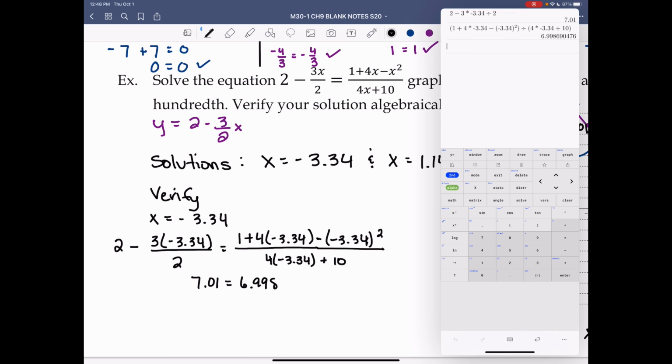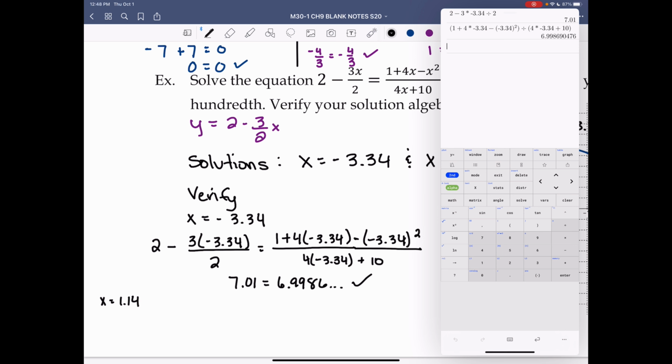Next one is x equals 1.14. Sub it in: 2 minus 3 times 1.14, divided by 2, equals (1 plus 4 times 1.14 minus 1.14 squared) divided by (4 times 1.14 plus 10). Calculate 2 minus 3 times 1.14, divided by 2, and that gives us 0.29.